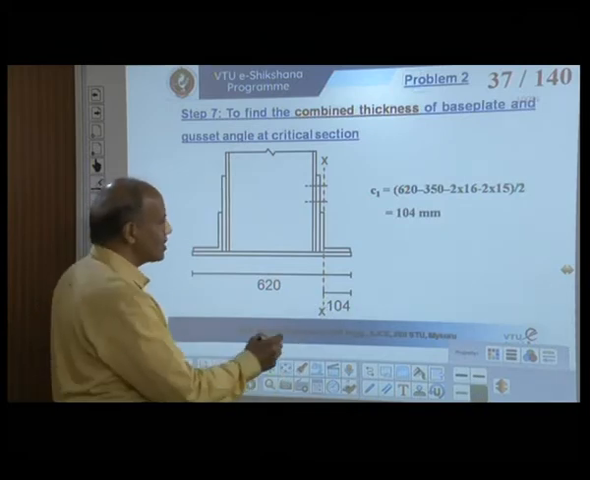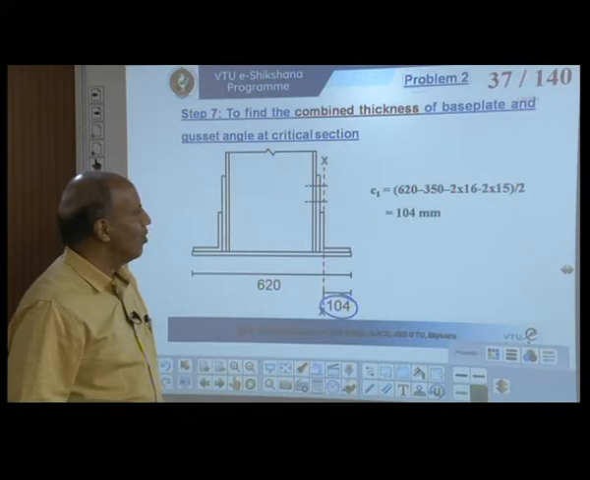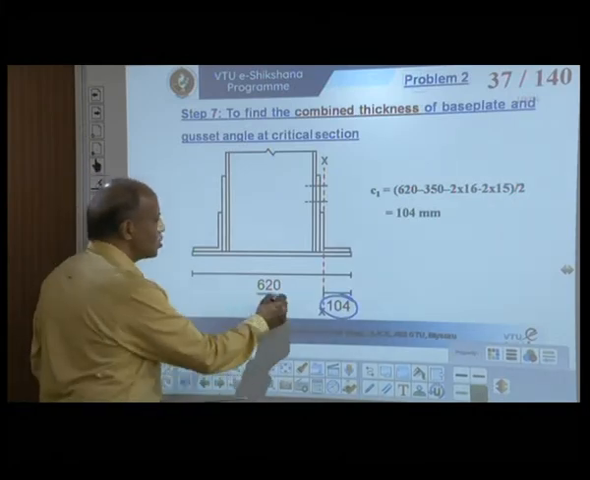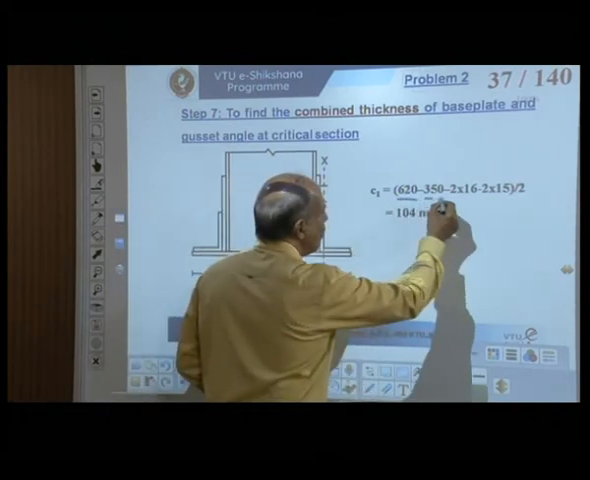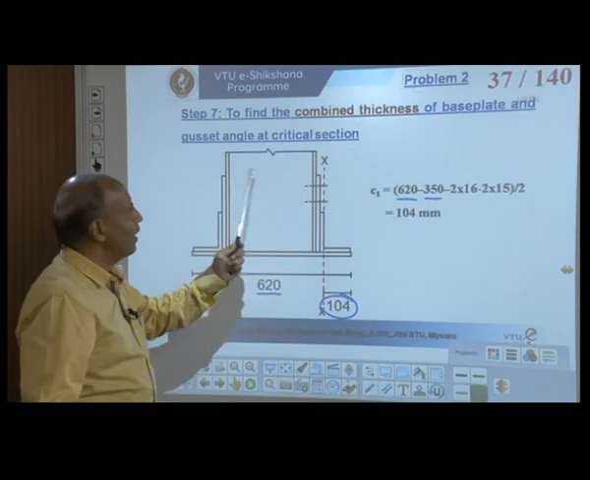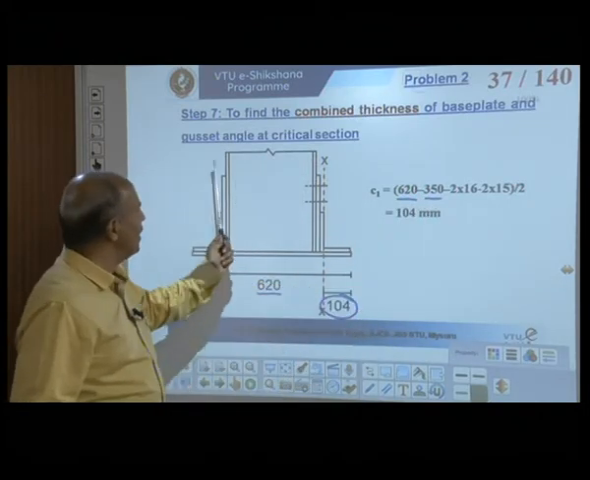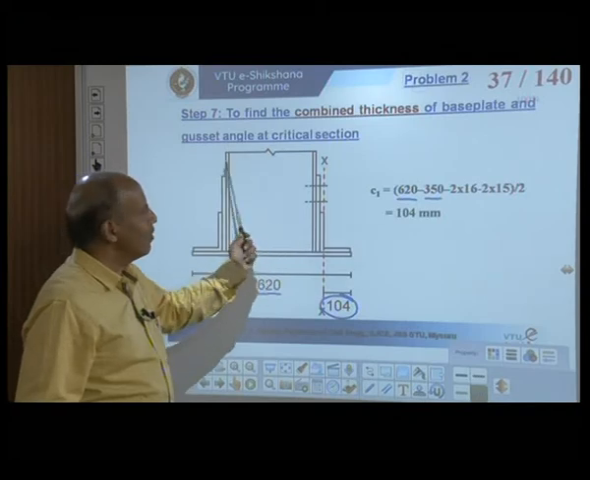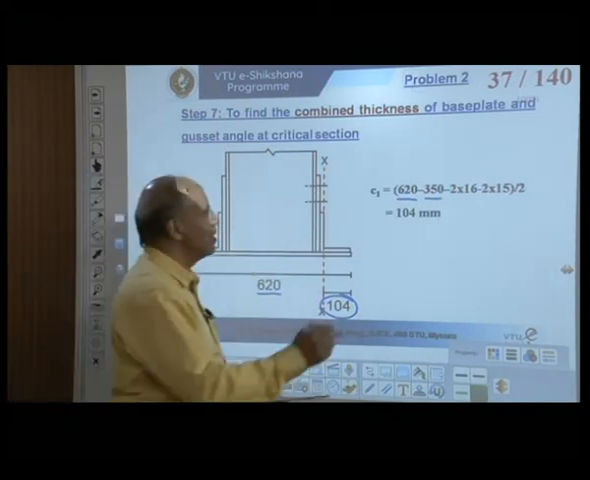So, we need to just calculate this distance. What is this distance is what we are going to calculate right now. You know the total length is 620. From 620, you deduct the depth of the column. This entire column section is 350 millimeters. I have deducted the column size from 620, and then I have placed 2 gusset plates of 16 millimeters.